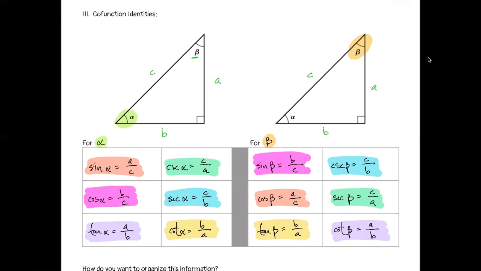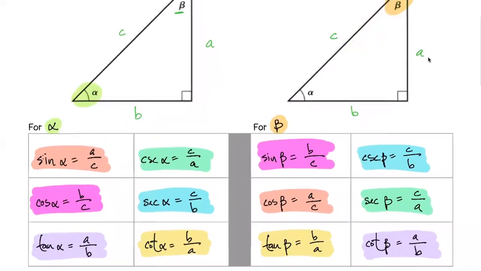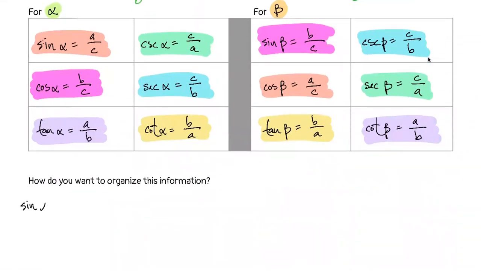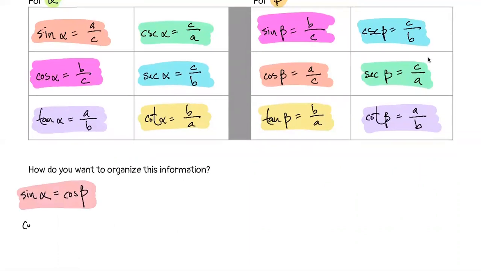And so if we started to unpack this a little bit more, what we'd find is we could write out maybe sine alpha equals cosine beta, right? That would be sort of this, gosh, I can't even remember what colors we used. This one maybe, right? Sine alpha is equal to cosine beta. Can we say that cosine alpha equals sine beta? Well, yeah, that was the hot pink pair, right? Cosine alpha equals sine beta. Okay.